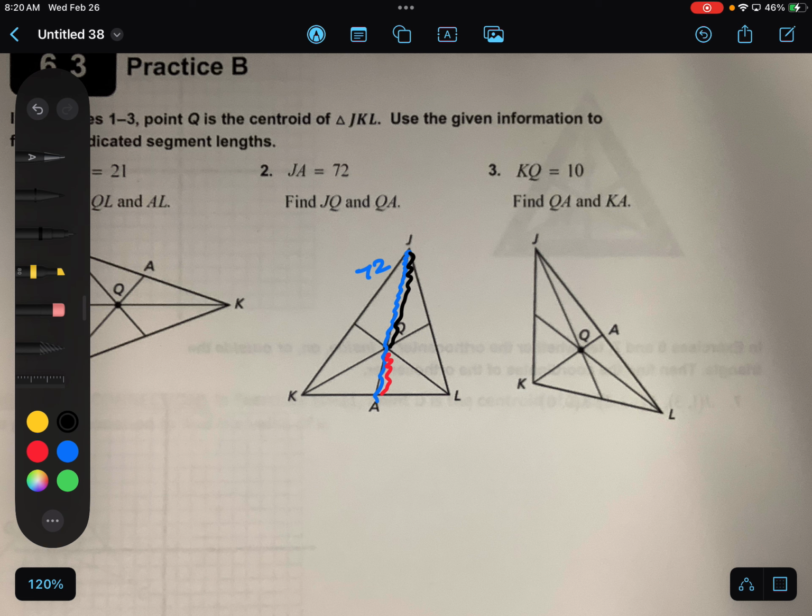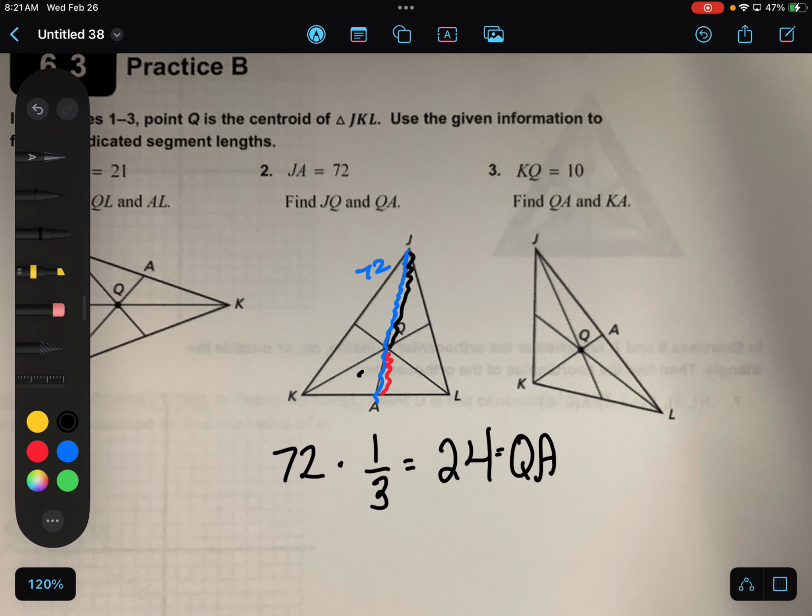Do you want to find the red one or the black one that I colored in? And by the way, it doesn't matter. You get to choose. Red. And to be fair, I'm glad you picked that one because that is the easier one. All right? The red one, or the shorter one, you multiply it by 1/3, which, you guys, is the same as dividing it by 3. What's 72 divided by 3? 24. So Q to A was 24 somethings.